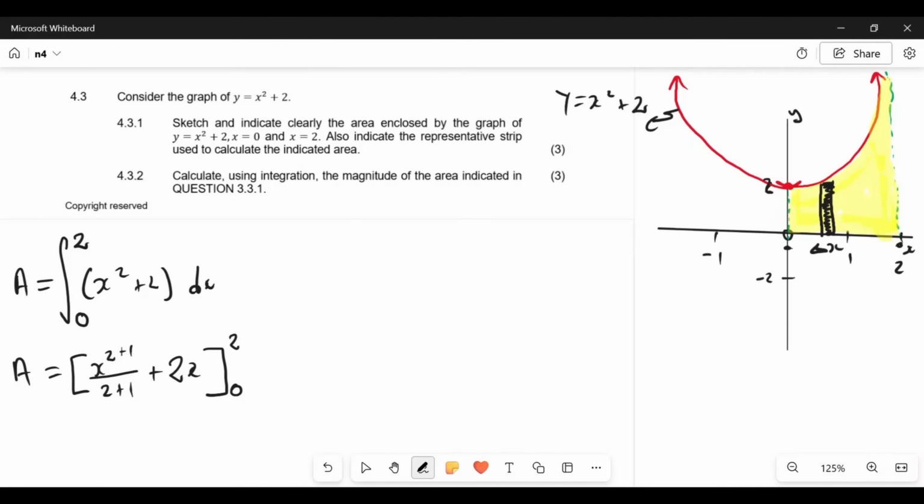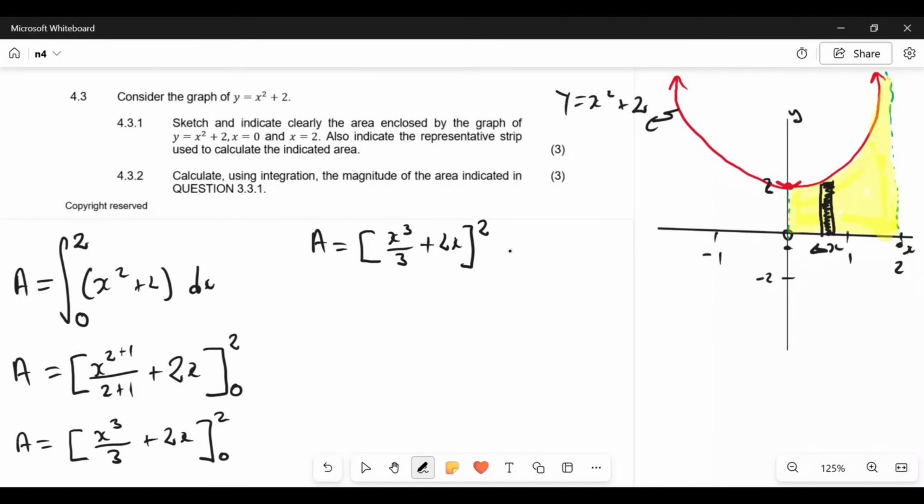Now, let's simplify this one further. We have A, which is going to be, inside there, x cubed divided by 3 plus 2x, right? And then we have the upper limit and lower limit. So I'm going to continue here on top. We have to separate these brackets. The first one is for the upper limit, which is going to be 2, minus. And then the second one is for the lower limit, which is 0.